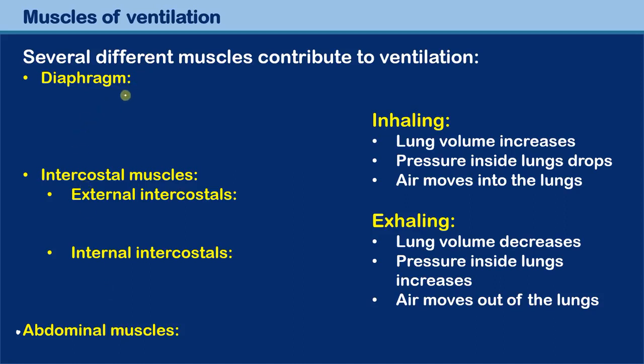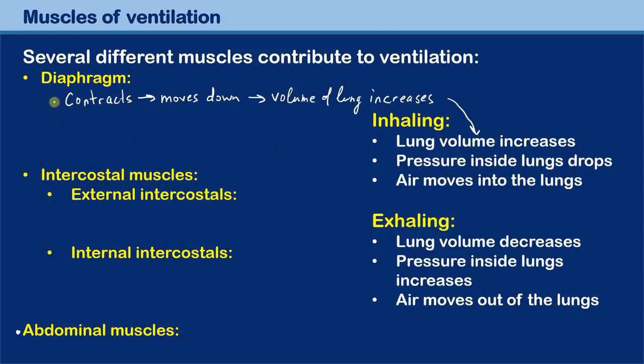So when the diaphragm contracts, then it moves down. And when it moves down, the lung volume increases. I'm going to write volume of lung increases. Well, and if the volume of the lung increases, then I'm simply going to continue down here. The pressure inside the lungs drops, air moves into the lungs, and you inhale. So that is the diaphragm, and it is used for relaxed breathing.